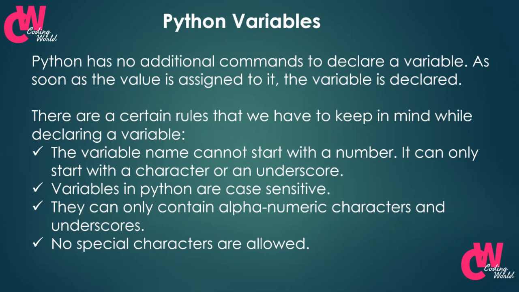Okay, if you want to create a variable that starts with a number, first you have to enter an underscore, and then you can proceed with your number. The next thing we have to keep in mind is that variables in Python are case sensitive. You should not confuse this. Variables in Python are case sensitive, and they can only contain alphanumeric characters and underscores. No special characters are allowed.